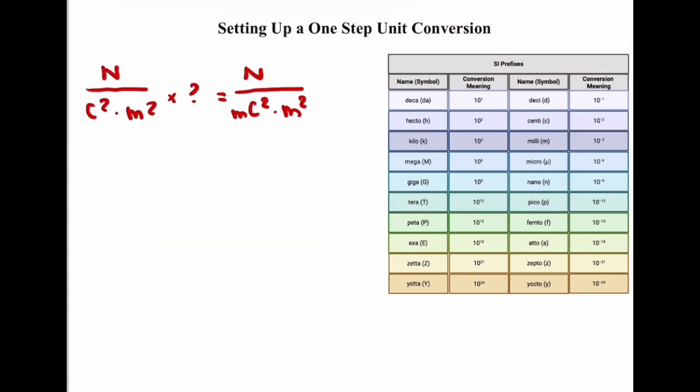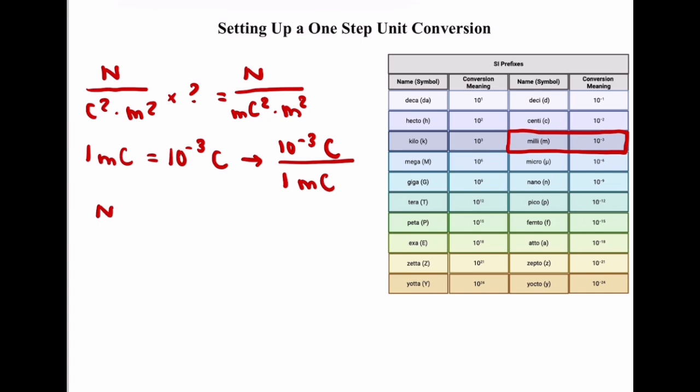Another problem I want to look at is Newton over Coulomb squared times meter squared times what equals Newton over millicoulomb squared times meter squared. Now this problem can look like a lot, but it's very simple. We can look at milli prefix, which is 10 to the negative third. We can easily rewrite this problem as 1 millicoulomb equals 10 to the negative third coulomb, which can be rewritten for this problem as 10 to the negative third coulomb over 1 millicoulomb. We just insert that into our problem.